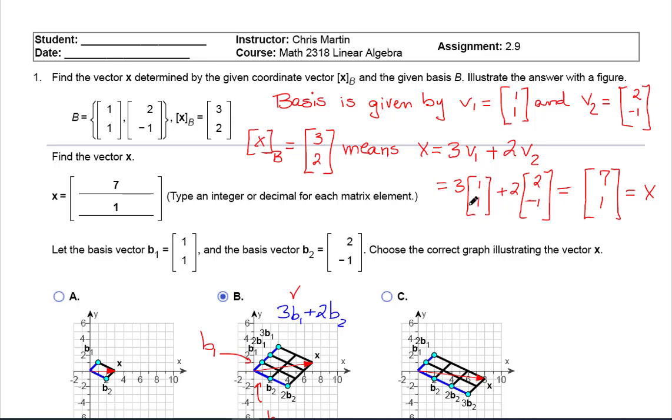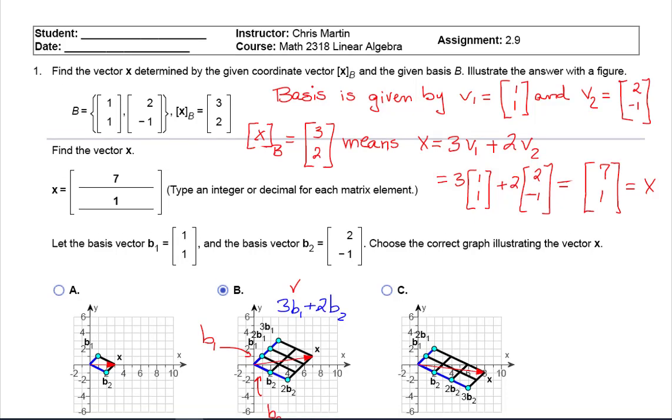And so if you grind that out, that's just 3 times 1, 1, plus 2 times 2, minus 1. And you get 7, 1. So vector x is 7, 1 in the E1, E2 basis. But relative to this basis is representable as 3, 2. So they want us to show this in terms of a picture.